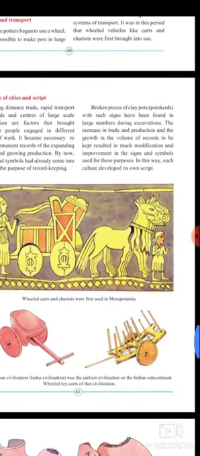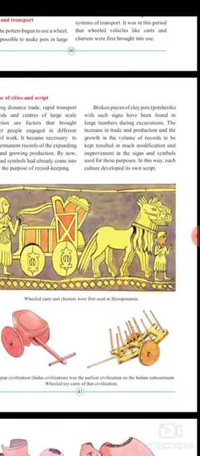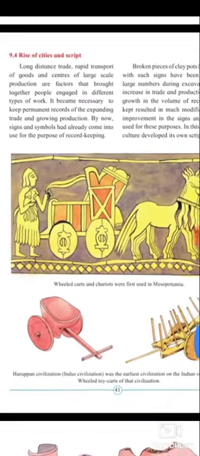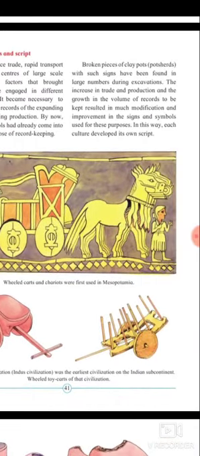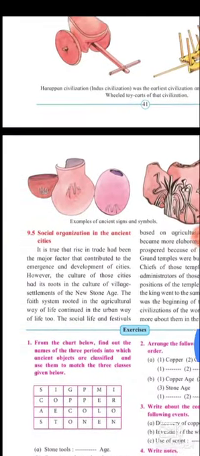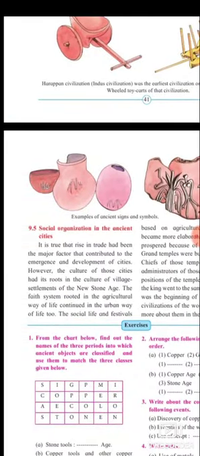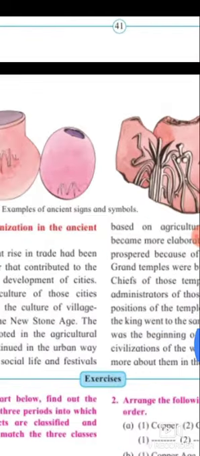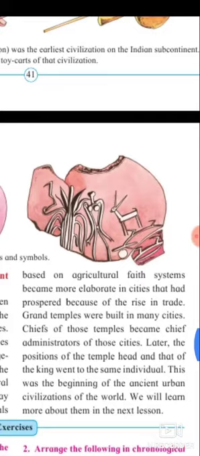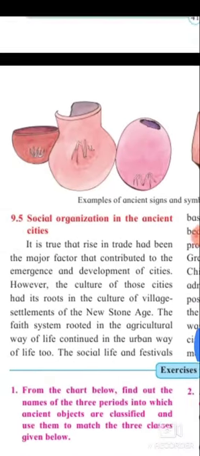These are wheeled crafts, carts and chariots, that can be used for trading goods and pots from one place to another. This is the Harappan civilization; they used this type of vehicle. This is the ancient signs and symbols used for record keeping.